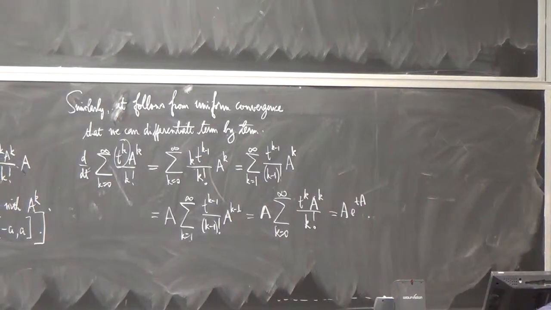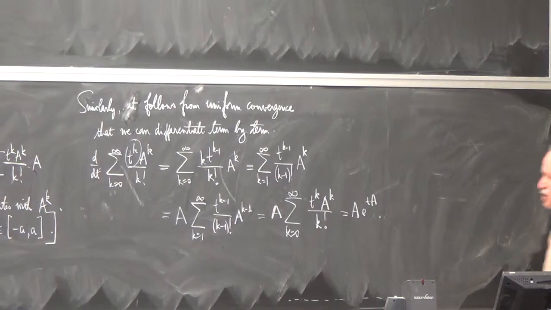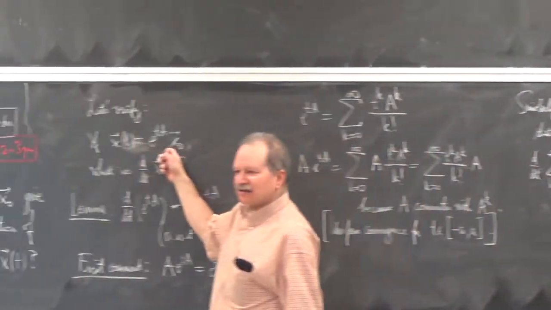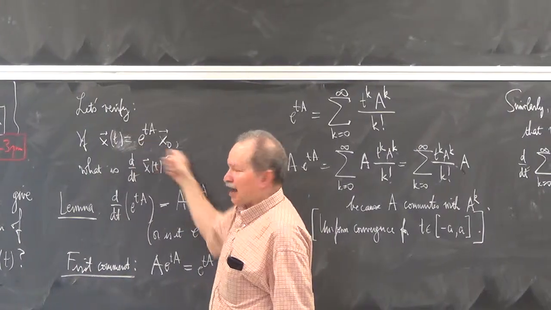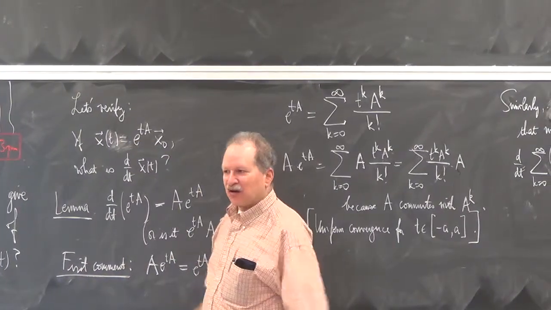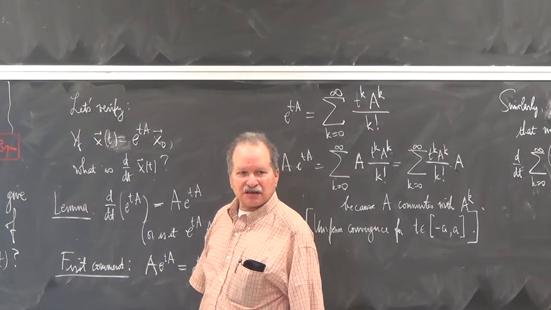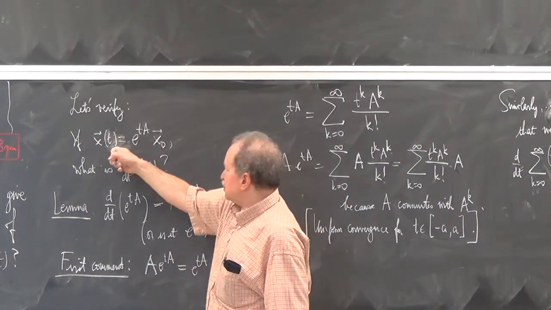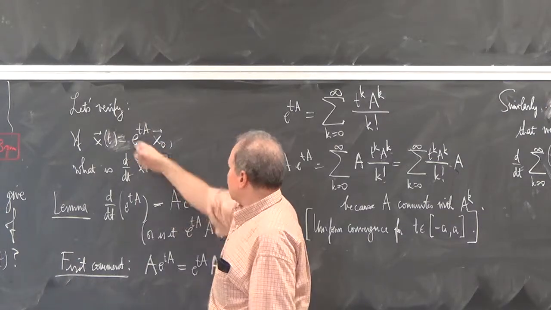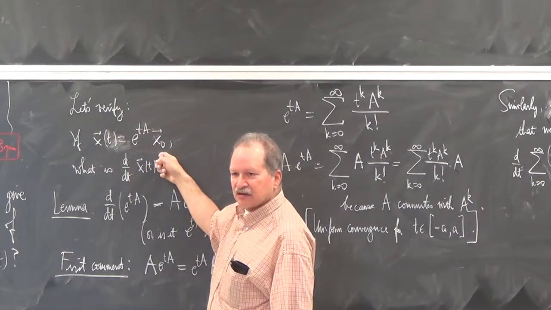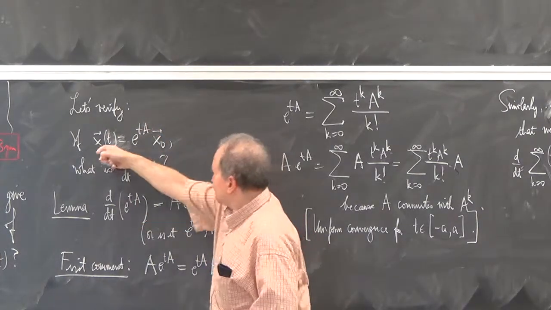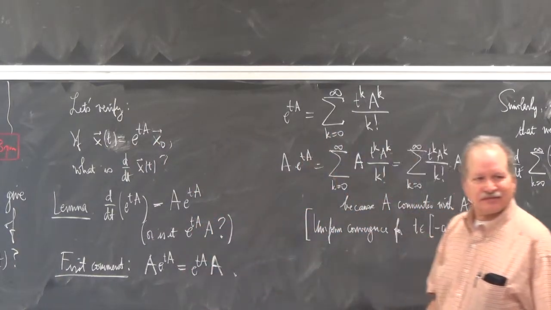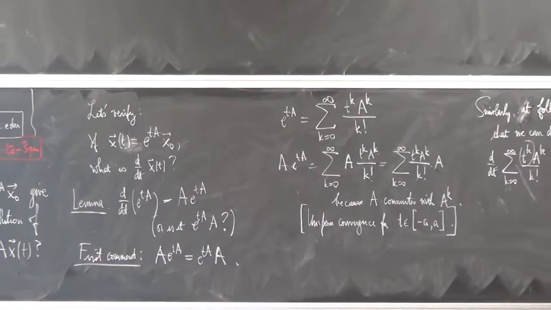Okay? So it follows that if I take the derivative of this, I get a times this, which is what I want. Everybody see that? This is constant. X naught's constant. So if I take d/dt of this, I get a e to the ta x naught, which is a times x of t. Okay? So we're done.